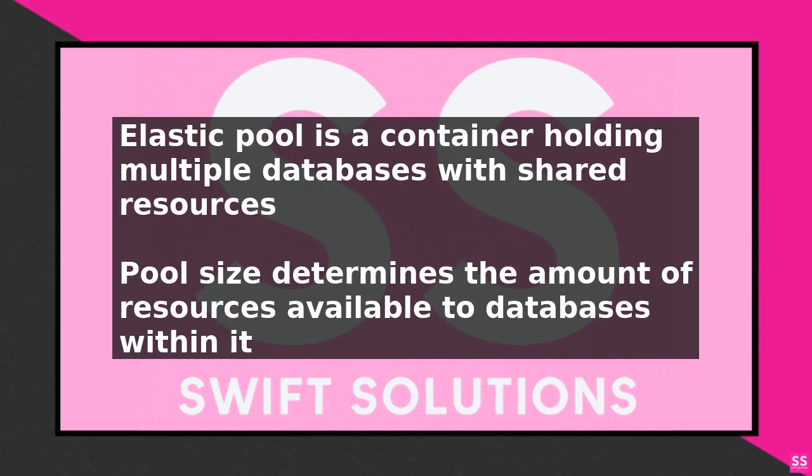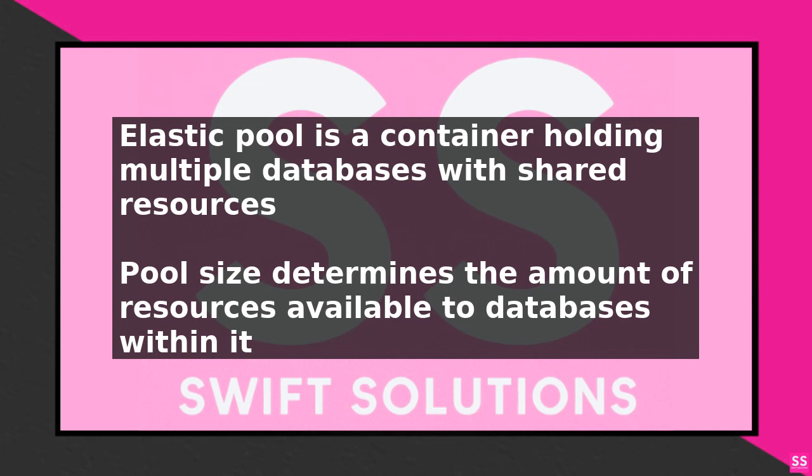Start by logging into the Azure portal and navigating to the SQL Databases section. Click on the Elastic Pools tab and then click on New Pool. Choose the subscription, resource group, and server for your pool, and then select the pool size.